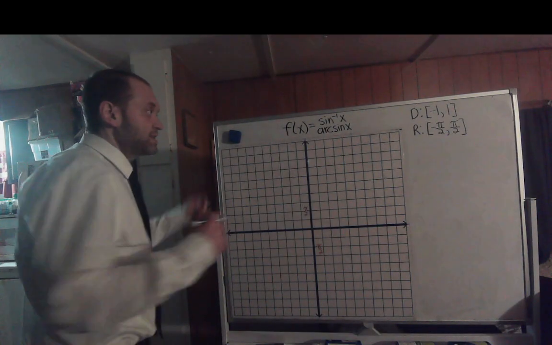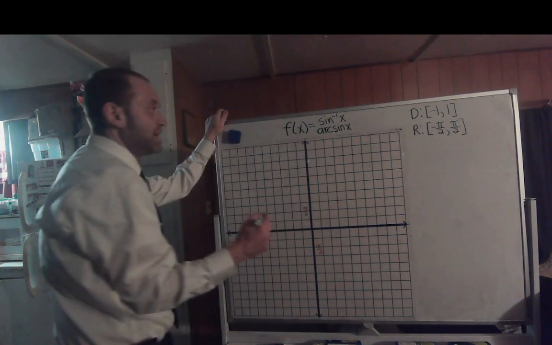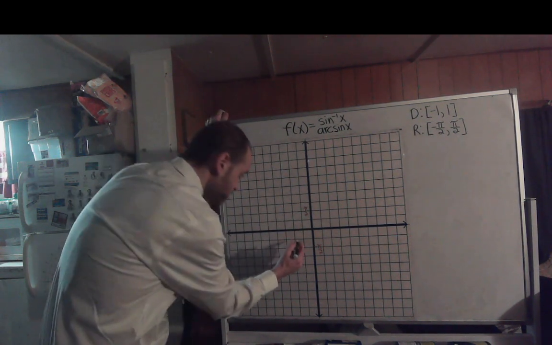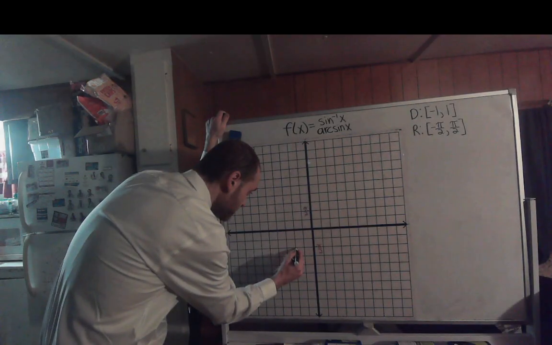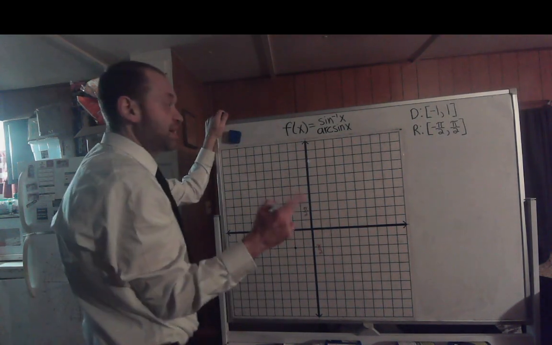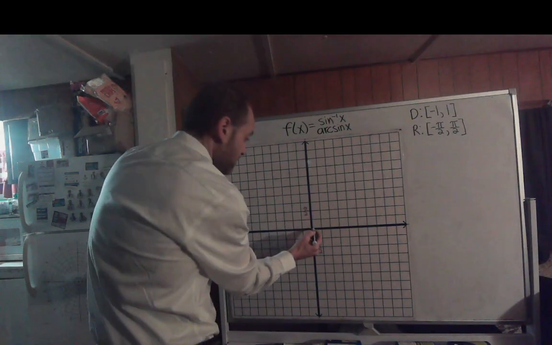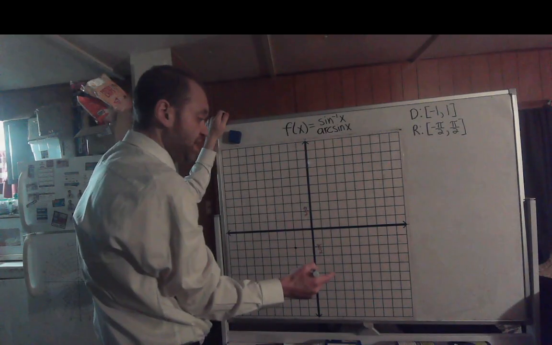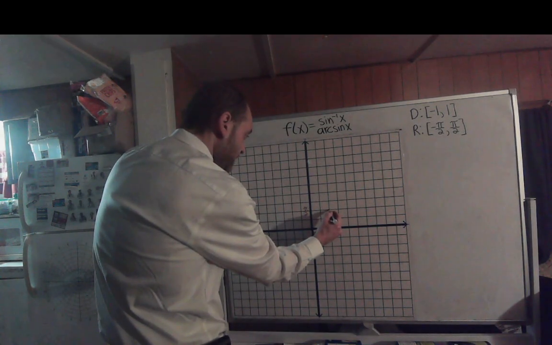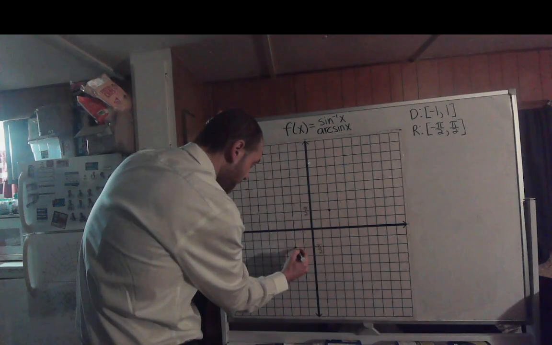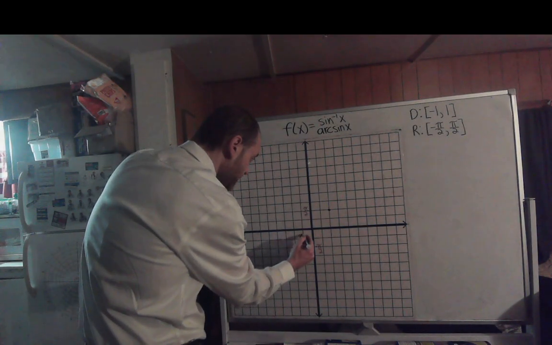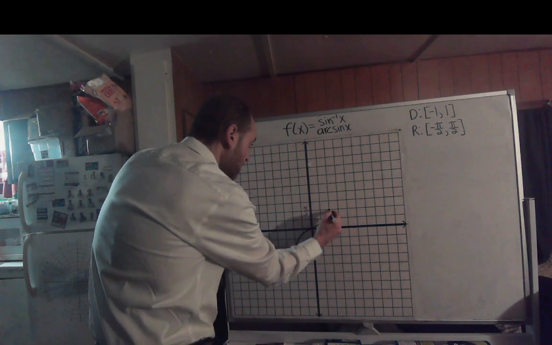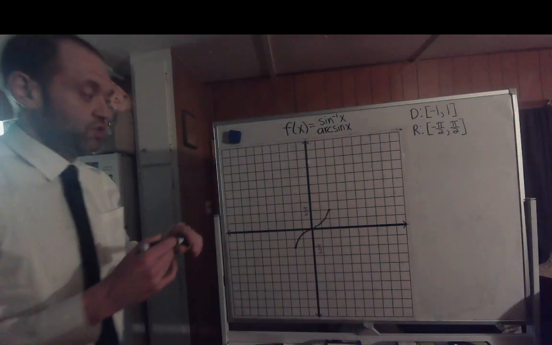So when x is negative 1, if we take the sine inverse of negative 1, you'll be down at negative pi over 2. If we take the sine inverse of 0, you would have y equals 0. Then if you take the sine inverse of 1, you would have y equals pi over 2. So here's going to be your graph of the inverse sine function.